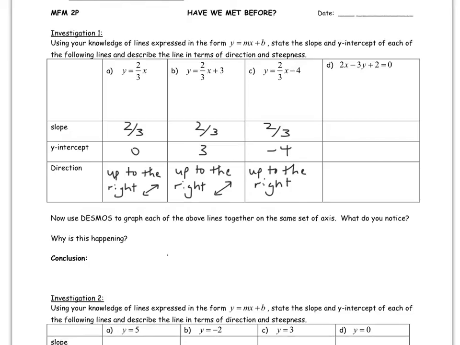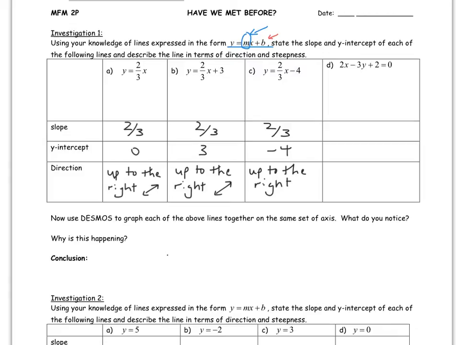Okay, we're taking up the investigation that you have completed. Using your knowledge of the line expressed in the form y equals mx plus b, we are trying to state the slope and the y-intercept. Now, we've talked extensively about the fact that the number that you multiply x by, right here, this m, is your slope value. And we've also talked about the fact that the constant number, the number without the x, is going to be your y-intercept.